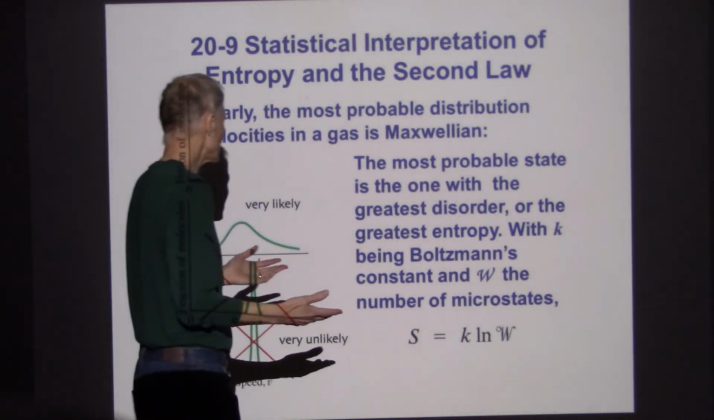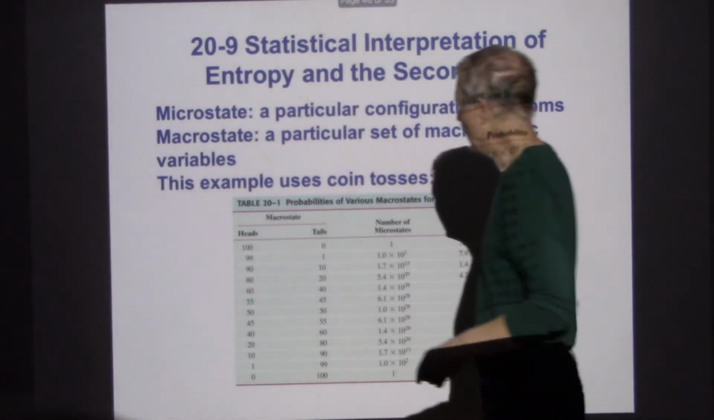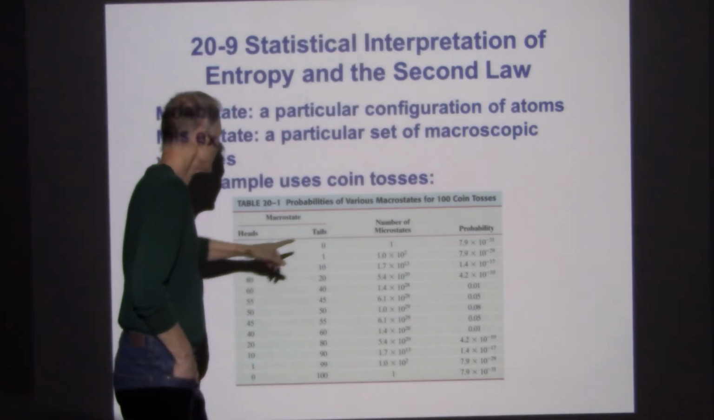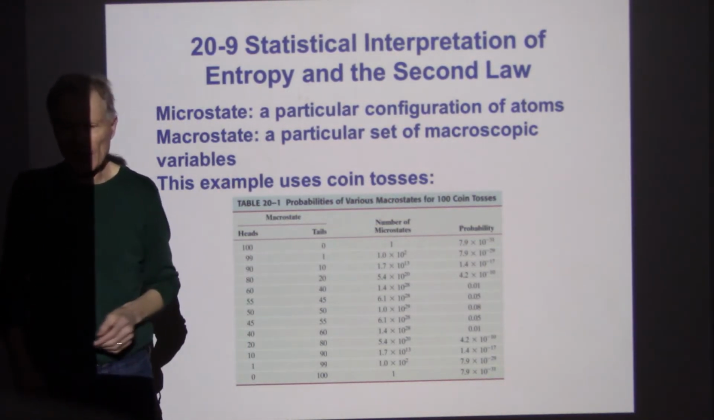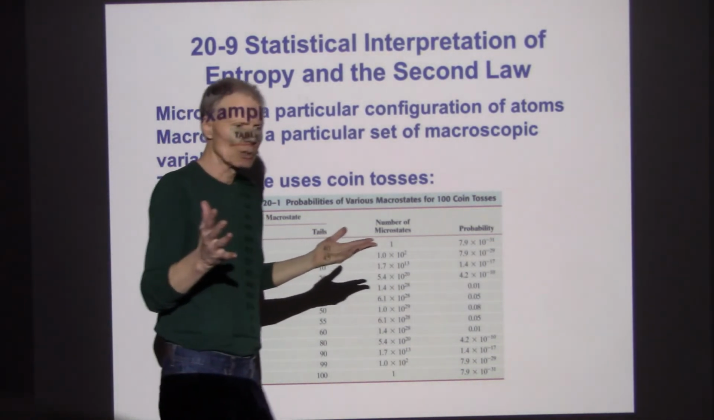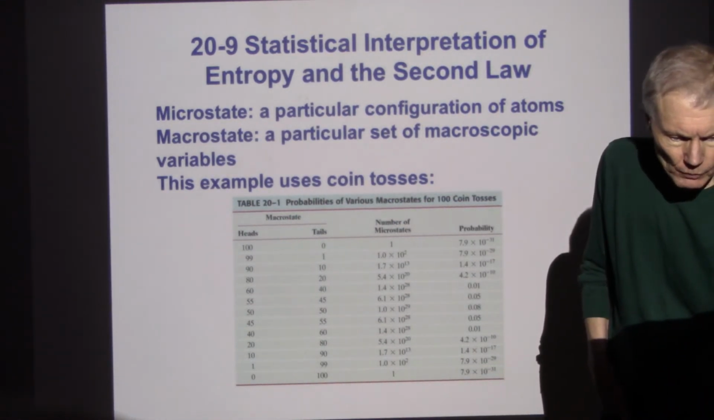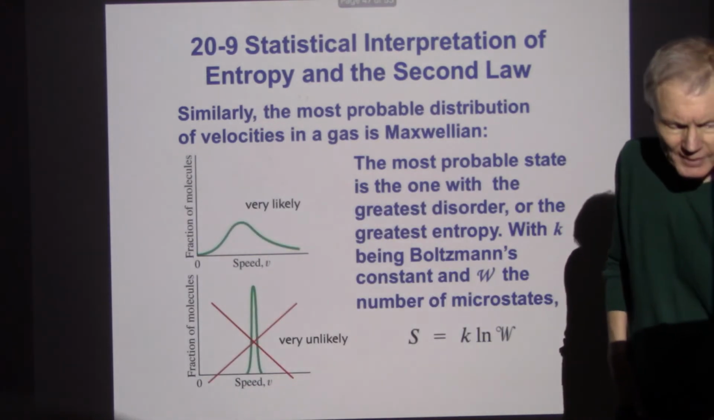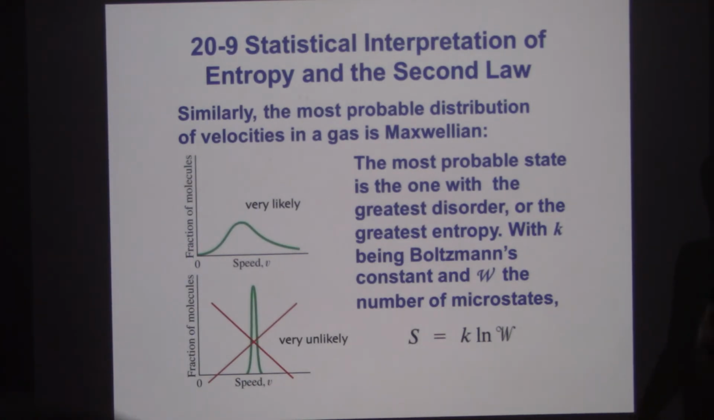Now if I use this Boltzmann formula and apply it to this state where everything comes up heads, how much entropy is there? That's no entropy. There's only one way that that could happen. So it says that in nature, the distributions that we see are the distributions that are really, really likely. We tend not to see those really unlikely distributions.